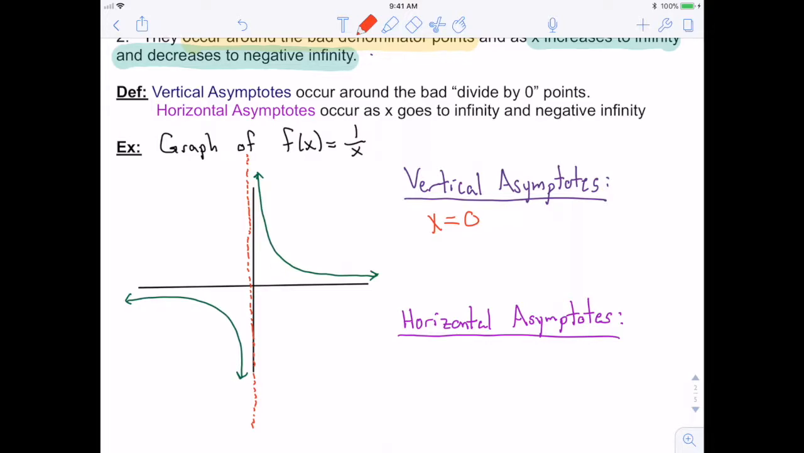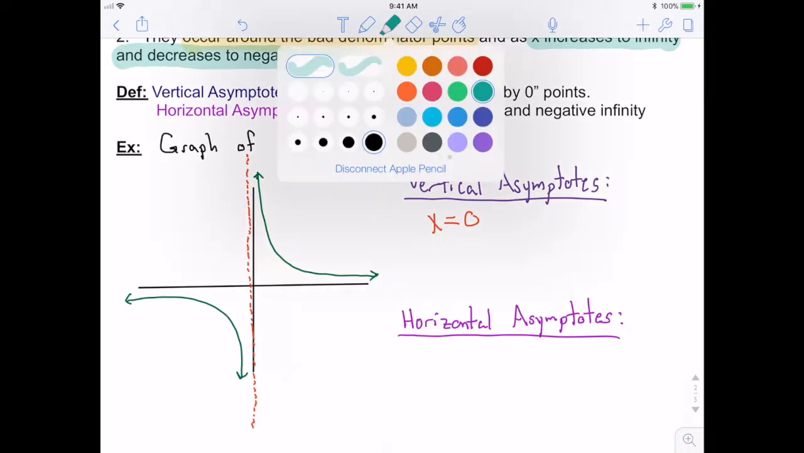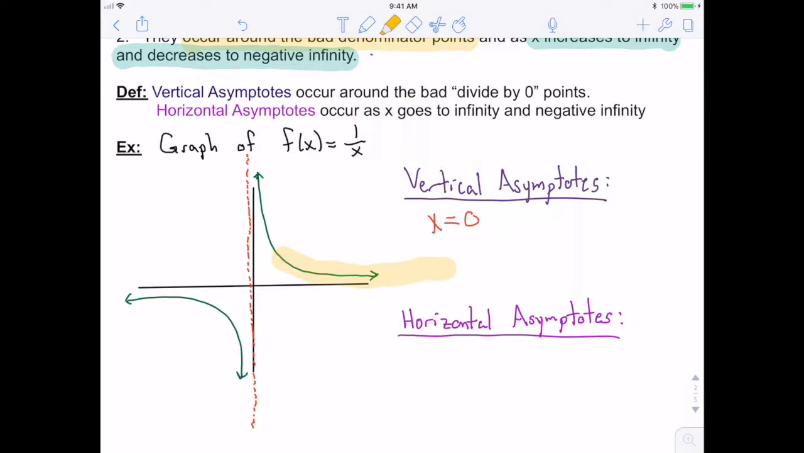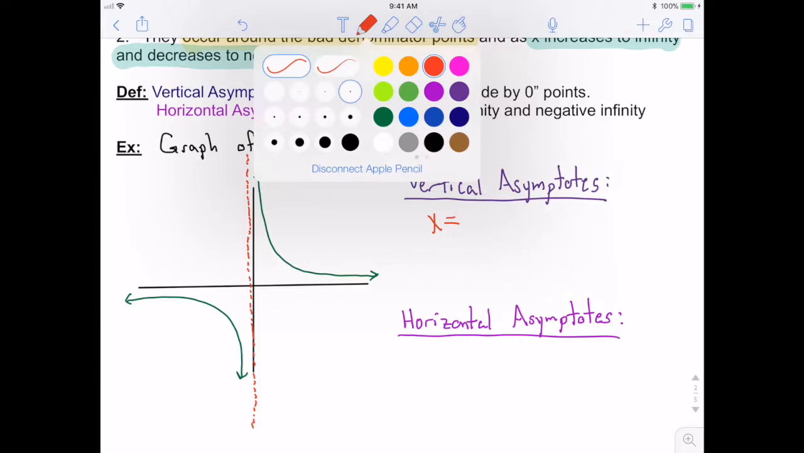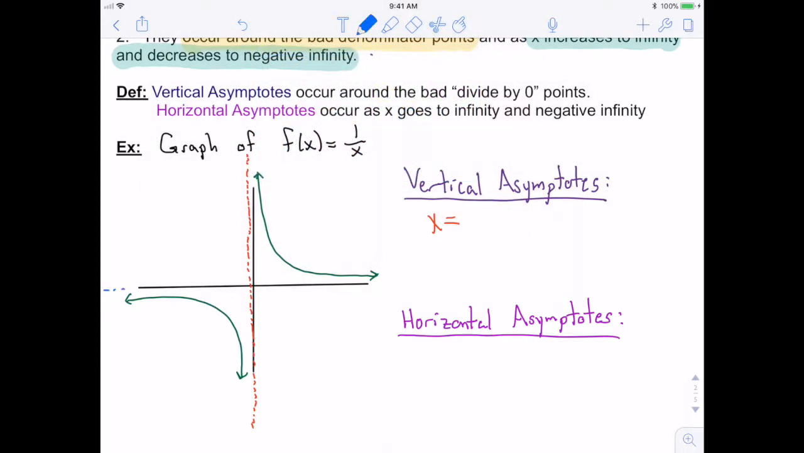If we look as x goes off to infinity, why don't we change colors here? Out this way, and negative infinity out this way, it seems like they're approaching some nice lines as well, and they are. It's almost like a tractor beam has sucked our graph and is going to hold on to it as x stretches out further and further and further. And we call these horizontal asymptotes.